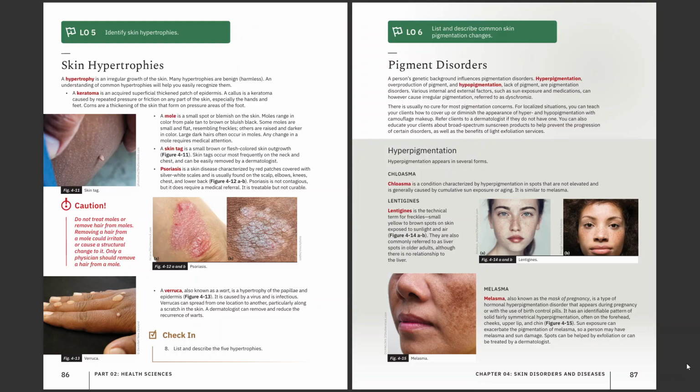There is usually no cure for most pigmentation concerns. For localized situations, you can teach your clients how to cover up or diminish the appearance of hyper and hypopigmentation with camouflage makeup. Refer clients to a dermatologist if they do not have one. You can also educate your clients about broad spectrum sunscreen products to help prevent the progression of certain disorders, as well as the benefits of light exfoliation services.